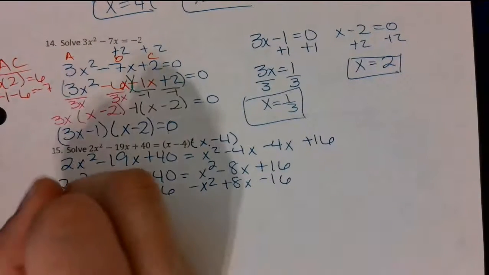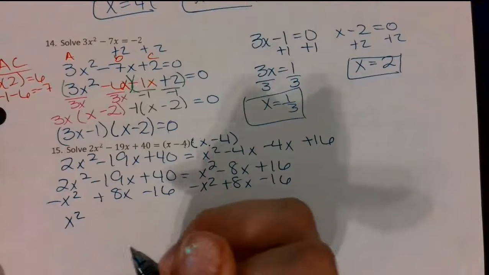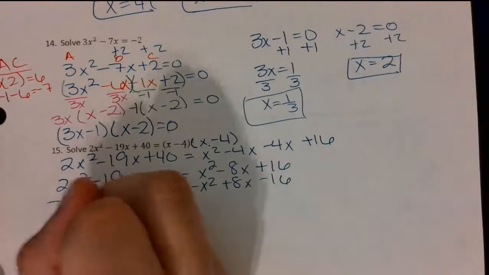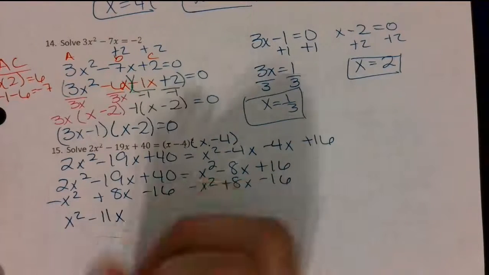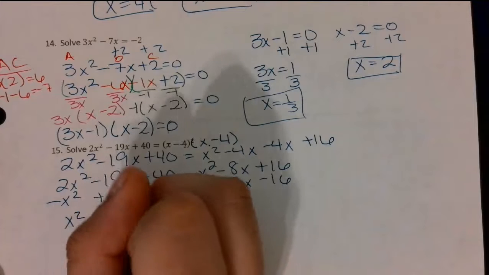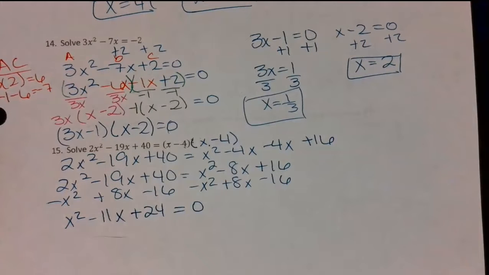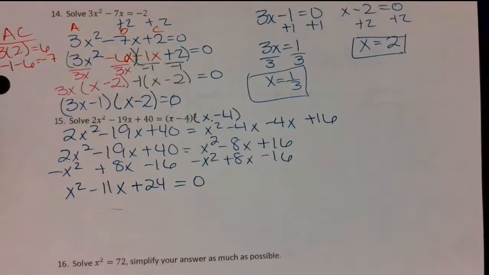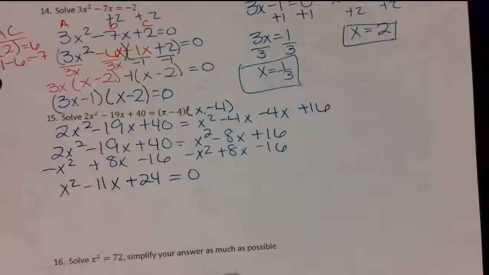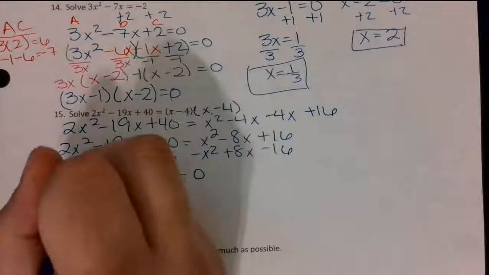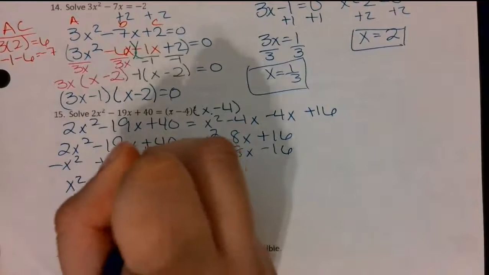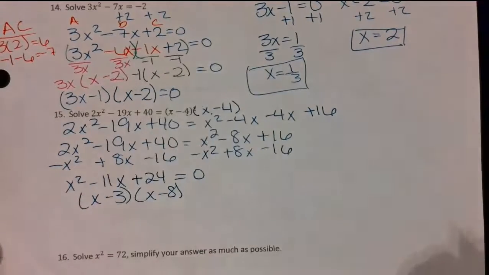I end up with x squared. Negative 19 plus 8x is negative 11x. 40 minus 16 is positive 24, equals 0. Now, I'm just looking for what multiplies to positive 24 and adds up to negative 11. This is going to be negative 3 and negative 8.